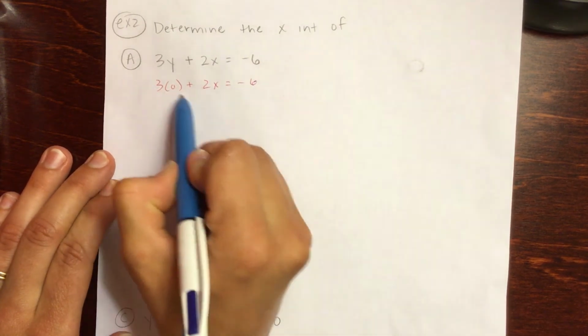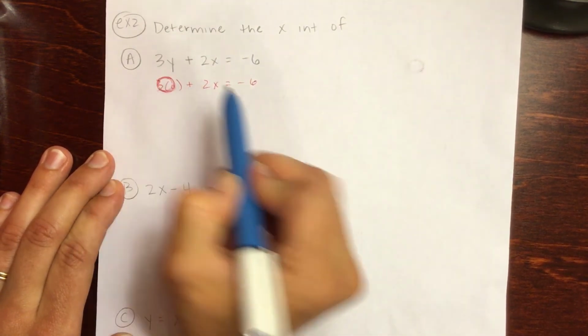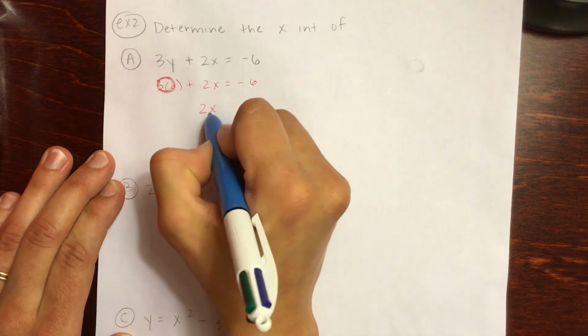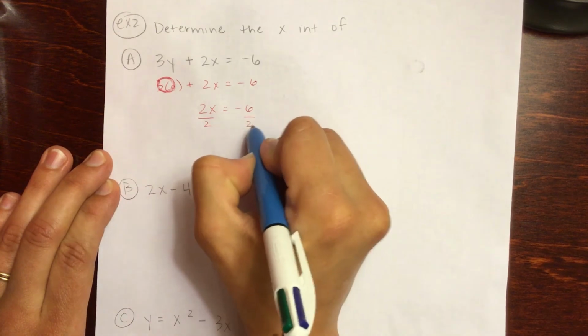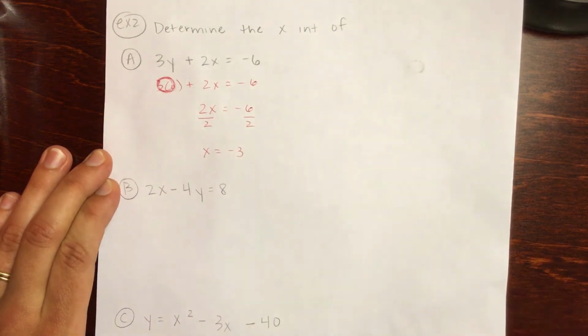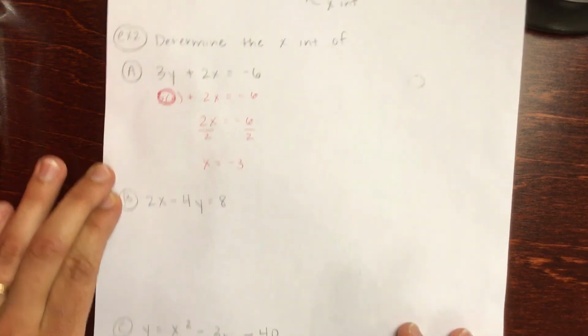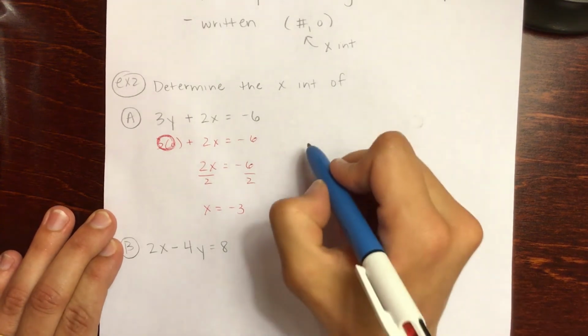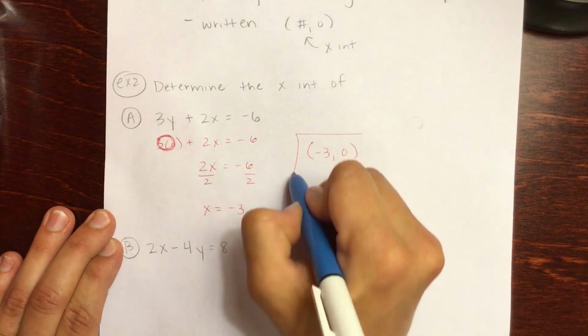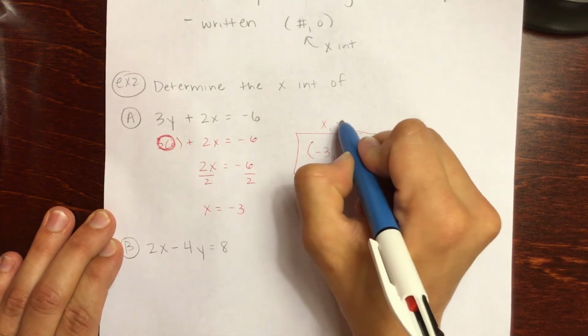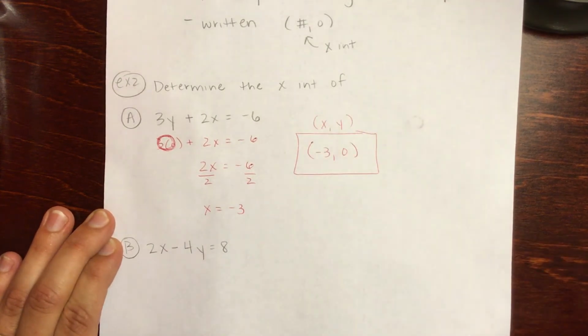3 times 0 is 0, and 0 plus 2x is still just 2x. Solve for x. So my x-intercept is -3, but remember you need to write it as a coordinate point. X is -3, y is 0. Coordinate points are written x, comma, y, so make sure you put the 0 in the right spot.